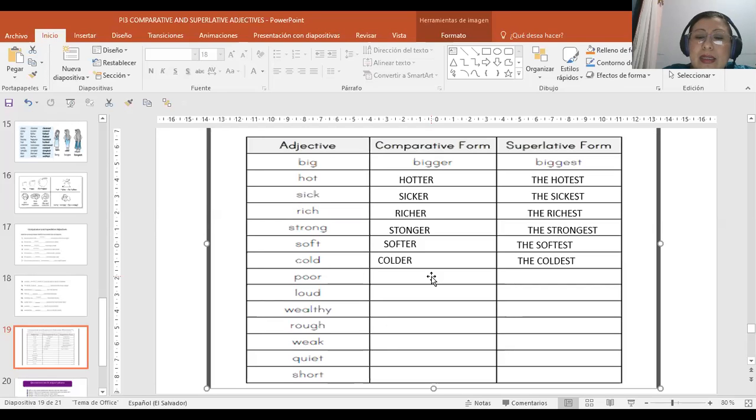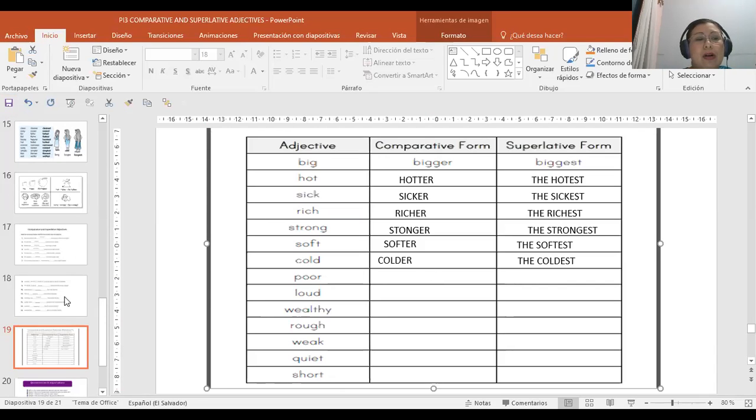Rugged. Okay. I mean, rugged, ruggeder and then the ruggedest. Weak. Weaker. The weakest. Yeah. Quiet. Quieter. The quietest. Short. Shorter, the shortest. Yes. Okay, very good, my dear.